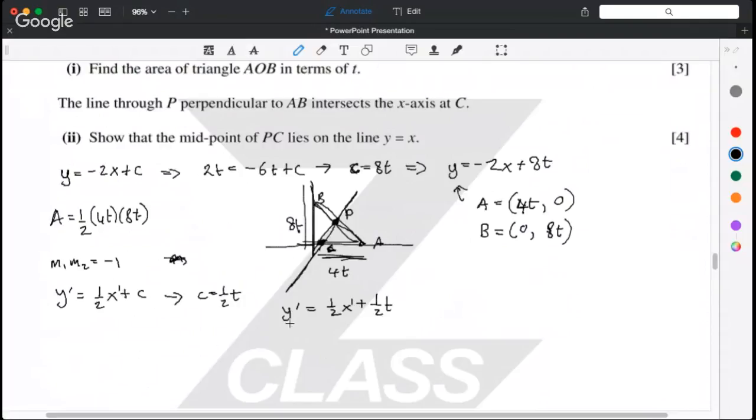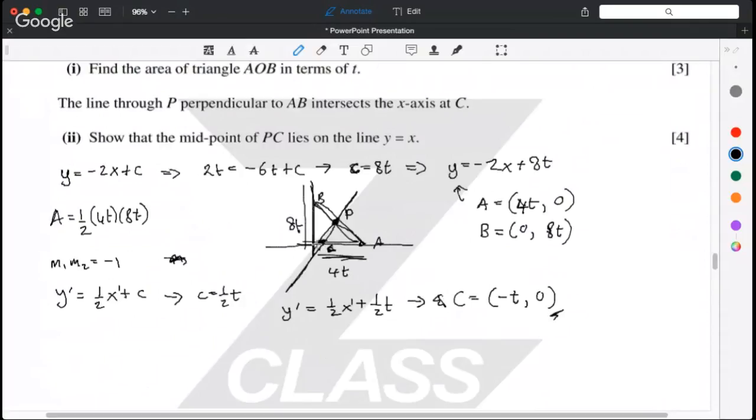So y prime is equal to 1/2 x prime plus 1/2 t. And the x-intercept of this, well, it's when y is equal to 0. And you just get that, so C intercepts the x-axis, the y coordinate is 0, and then the x coordinate is -t. So that's just by plugging in y is equal to 0 into this. So this is the C coordinate.